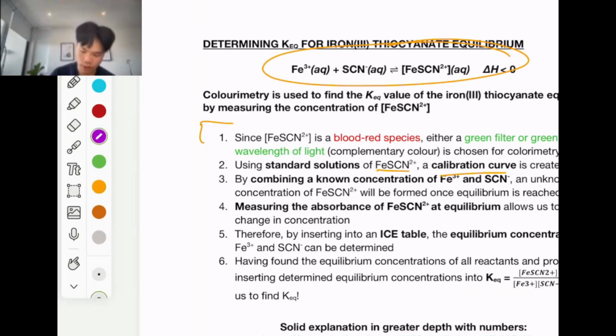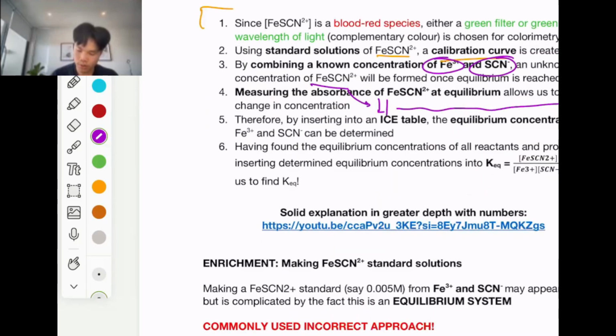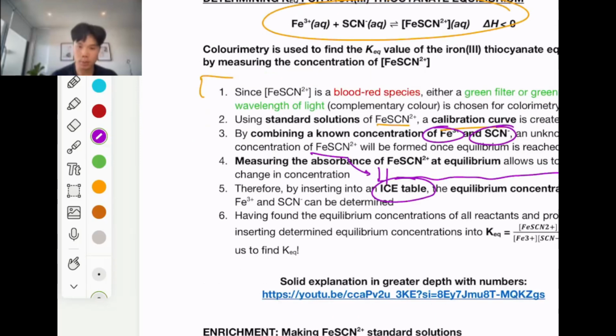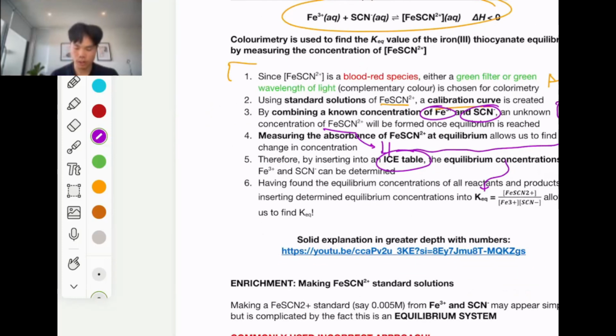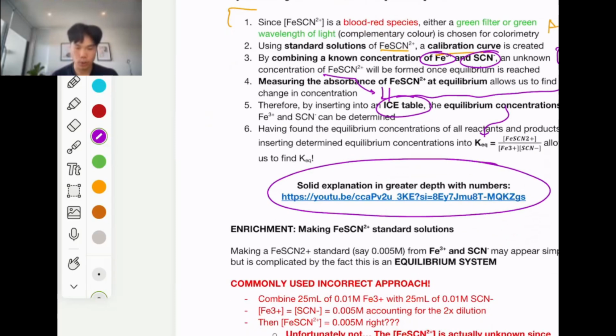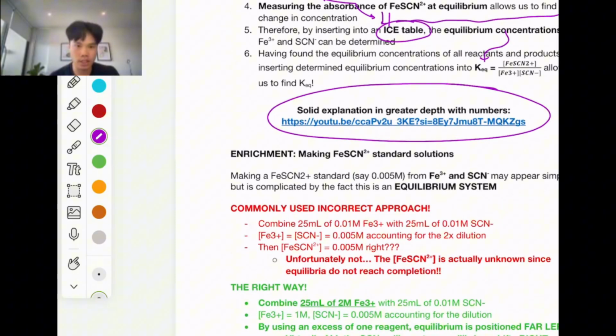You then combine known concentrations of iron 3+ and thiocyanate, which allows you to get an unknown concentration of iron thiocyanate, which is what you then put into the cuvette to be measured. You find an absorbance, and you now have a known concentration. By putting these values into an ICE table, you can then determine the equilibrium concentrations, and by inserting those equilibrium concentrations in the KEQ, you can find the exact value. I won't spend too long on this because it's a little bit lower yield, but if you want another explanation, this link's actually quite good, and I'd watch into that one to get some numbers attached to it.